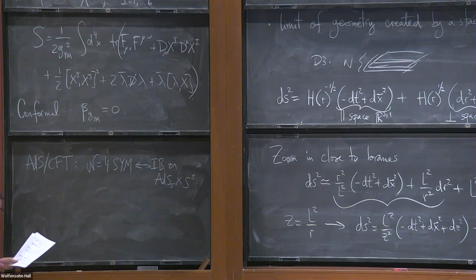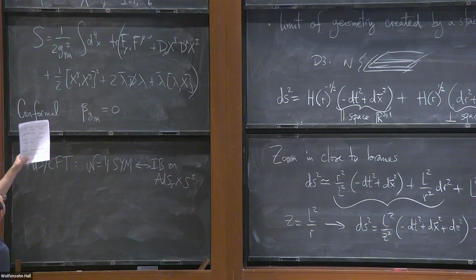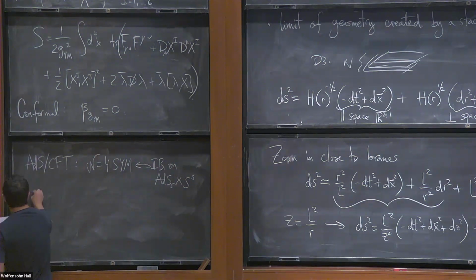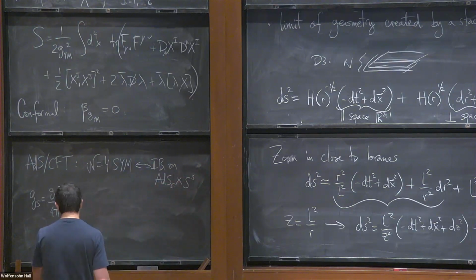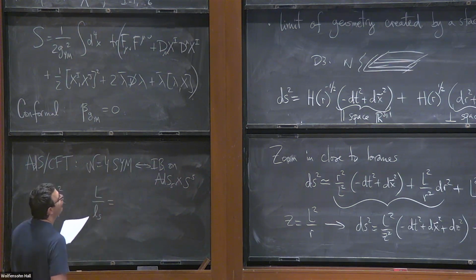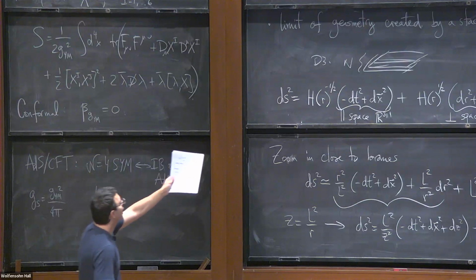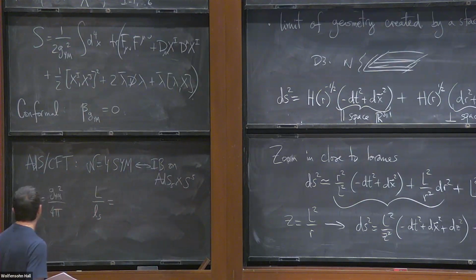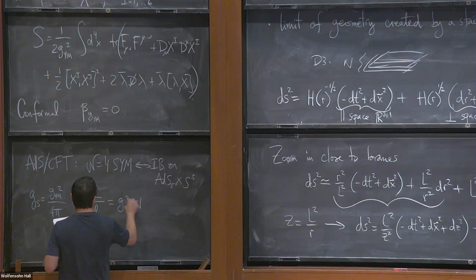And the relation between the parameters is this. Well, I wrote it down already. One relation is that g_string is g_YM squared over 4π. And the other relation is also written on the board there: L to the 4th over l_string to the 4th, L over l_string, is 4π g_string times N, everything to the 1/4. There's a relation on the top board on the right. The 4π times g_string is g_YM squared. So this is just g_YM squared times N to the power of 1/4.